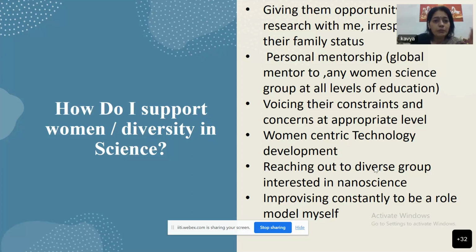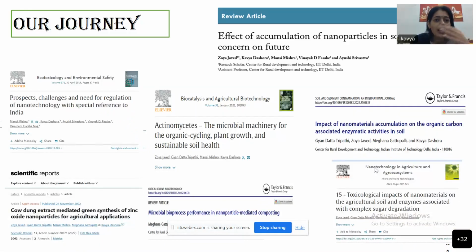For me, when a person comes to me for working, irrespective of her gender, irrespective of her family status, irrespective of her preference, he or she is just a person and a researcher in making. Nothing more than that. So I respect the diversity, I respect the space. And to do everything else, I constantly improvise myself to be a role model. I don't want to be a smaller role model. So I am constantly stepping up, I'm constantly improvising.